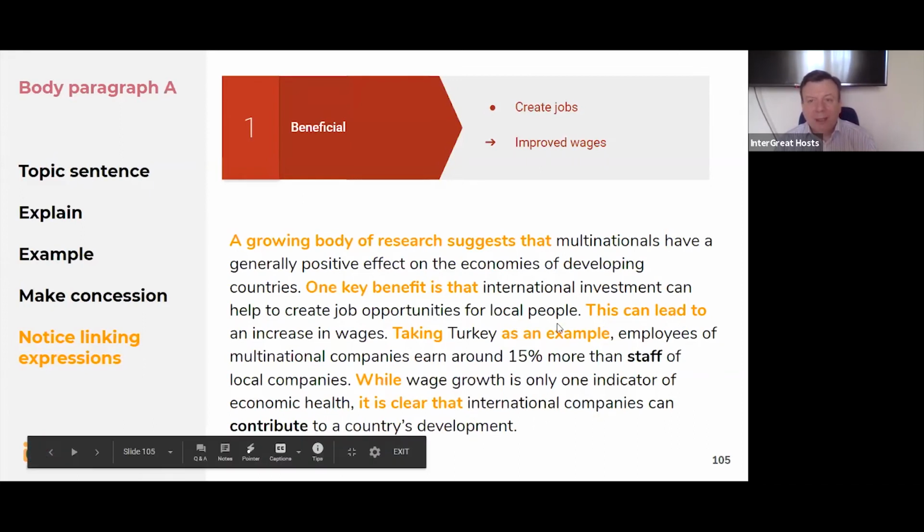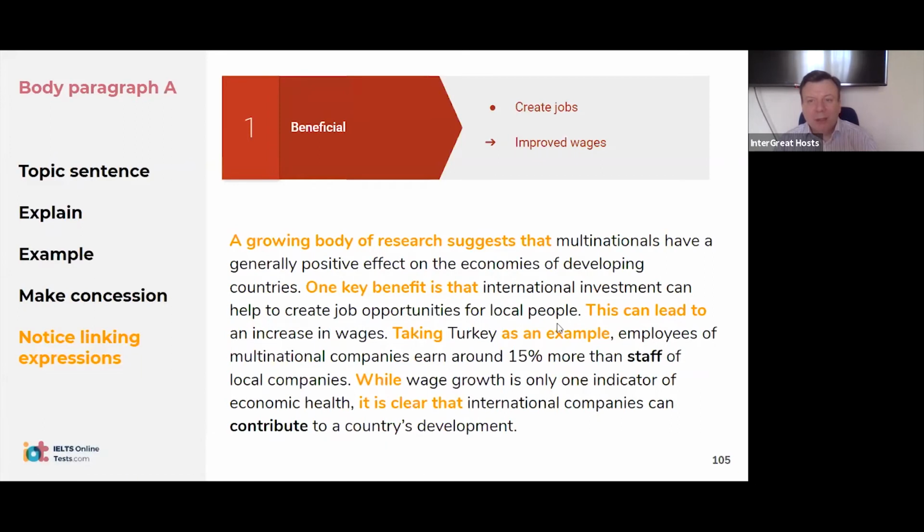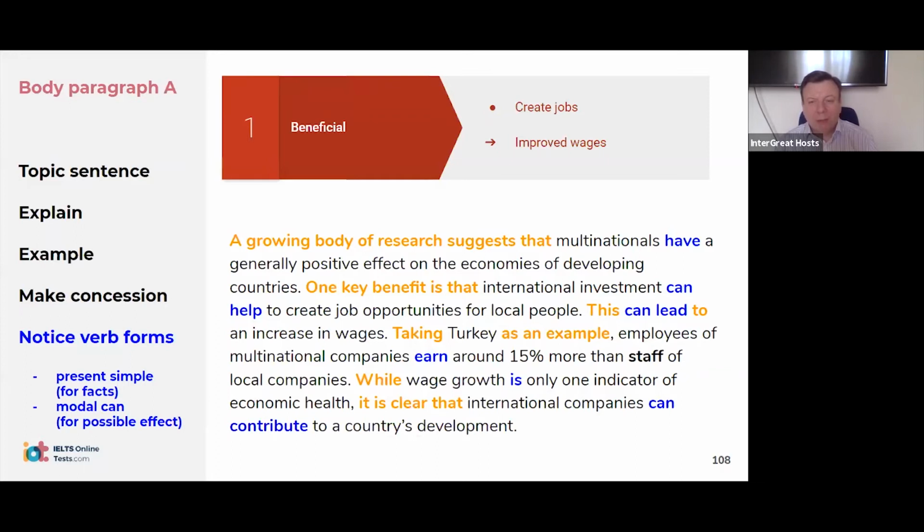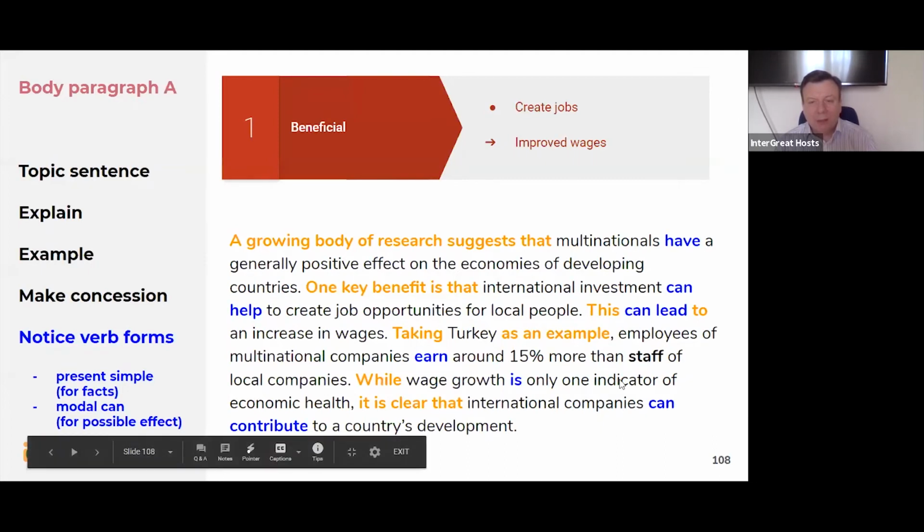You can make an example up, Chai Lung, as long as you can explain it clearly and it's on topic. That's no problem. So we've got our word forms. We're using present simple for facts, and then modals for possible effects. So can help, can lead, earn, can contribute.